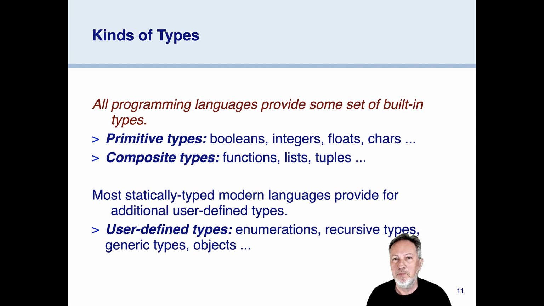Pretty much all programming languages provide some set of built-in types. So we have primitive types like booleans and integers and floats and characters and what you will. And you also typically have some composite types, so lists and arrays and tuples, maybe matrices, functions are composite types as well. In addition, most interesting languages give you, as a programmer, the possibility to define your own abstract data types, your own kind of user-defined data types. These include things like enumerations and recursive types, generic types, objects, classes, and so on.